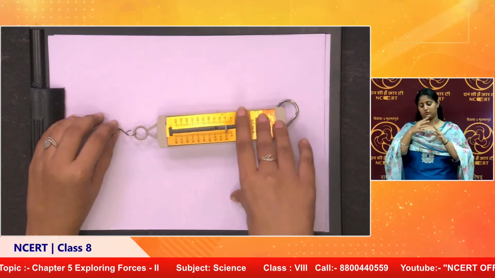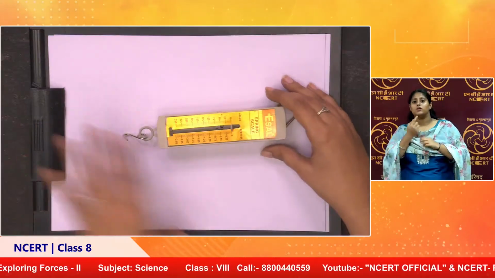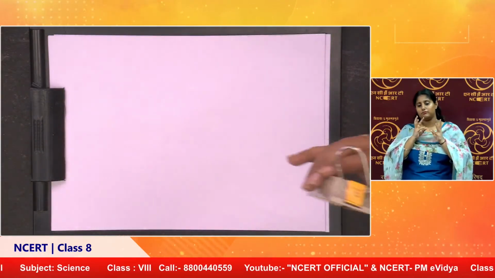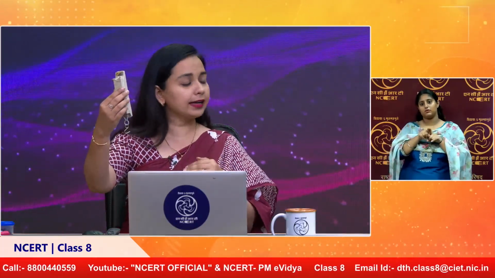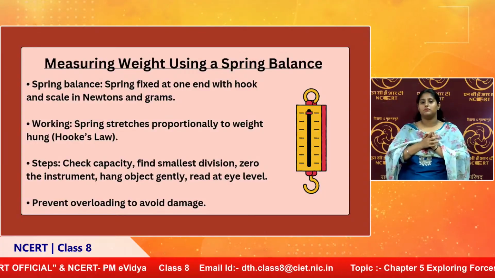What we need to be careful about while using that, when we take the reading, now I have kept it in this position. When we take the reading, it should be right parallel to your eyes, because otherwise error comes. When you are seeing the reading, it should be directly in front of your eye, and then you should see the reading in the spring balance. So what we have measured using the spring balance is the weight.